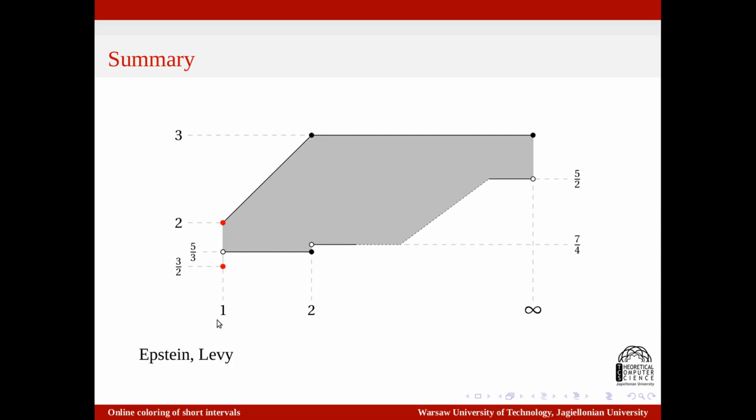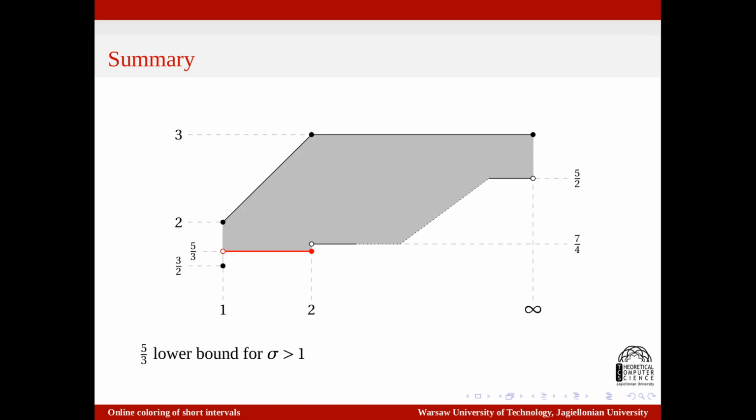For sigma equal 1, we have a two competitive algorithm here. This is first fit, and this lower bound 1.5. So this was known before our investigation. And this red line here is our new 1 plus sigma competitive algorithm for sigmas in between 1 and 2. So for sigma 1.5, we get a 2.5 competitive algorithm, and this is our positive contribution.